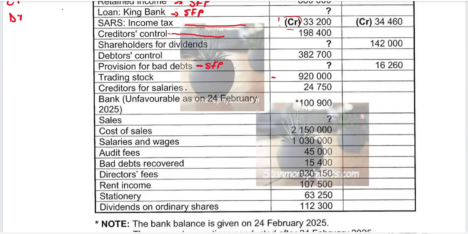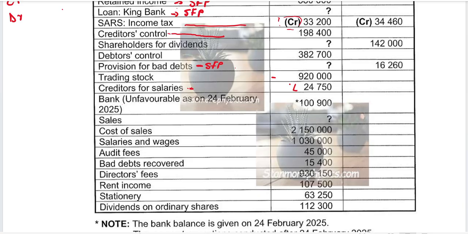Creditors for salary will go and record it under what? Under the trade and other payable. Why are we recording it under the trade and other payable? It's a creditor. We know what a creditor is. Look here, we have creditors control. Here we have creditors for salary. And creditors control, we recorded it under what? Trade and other payables.